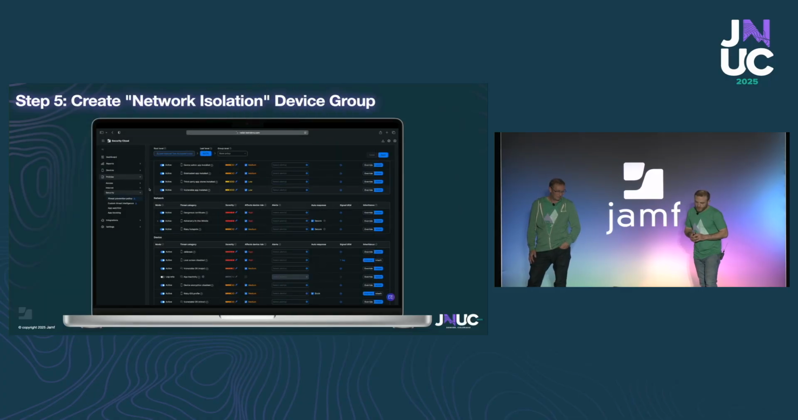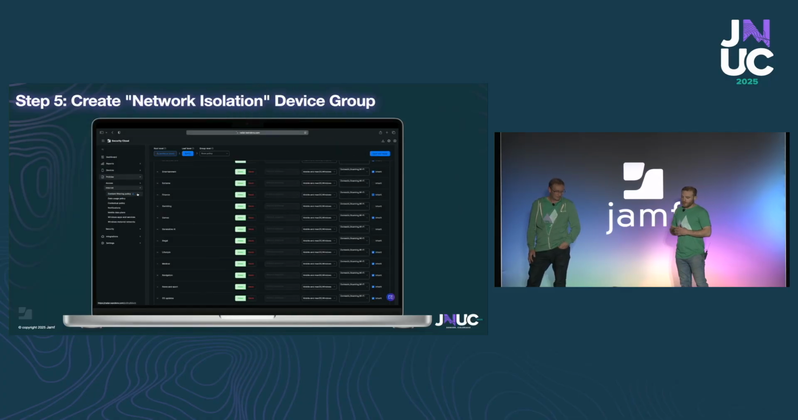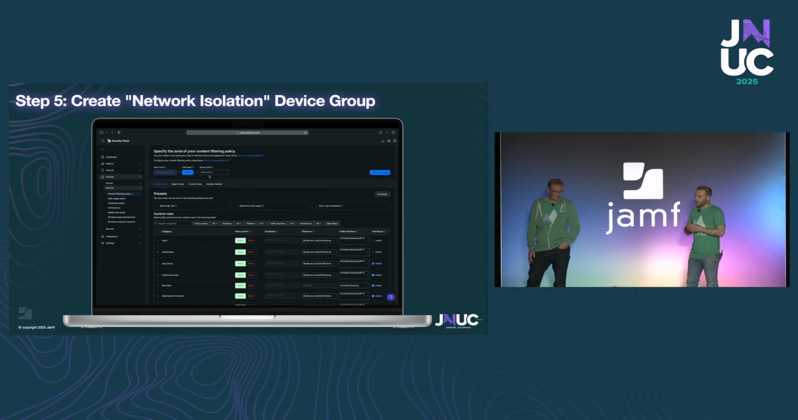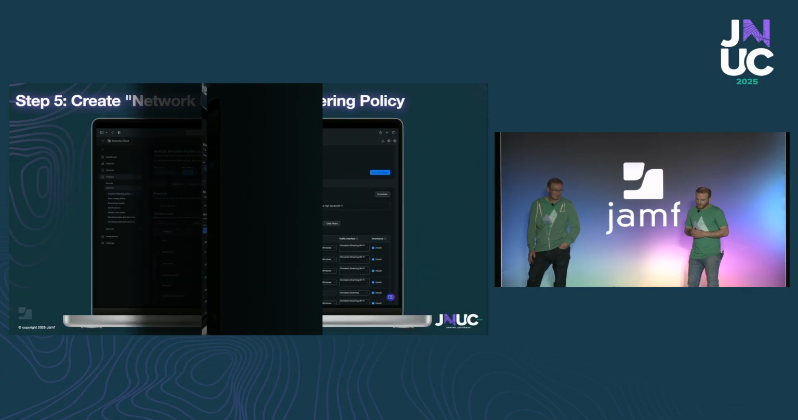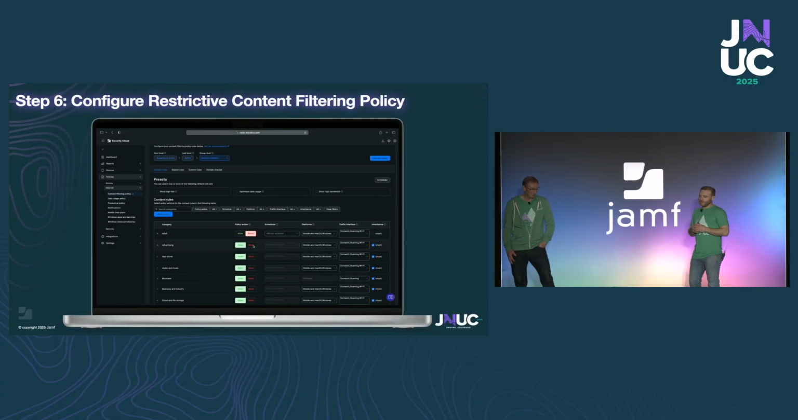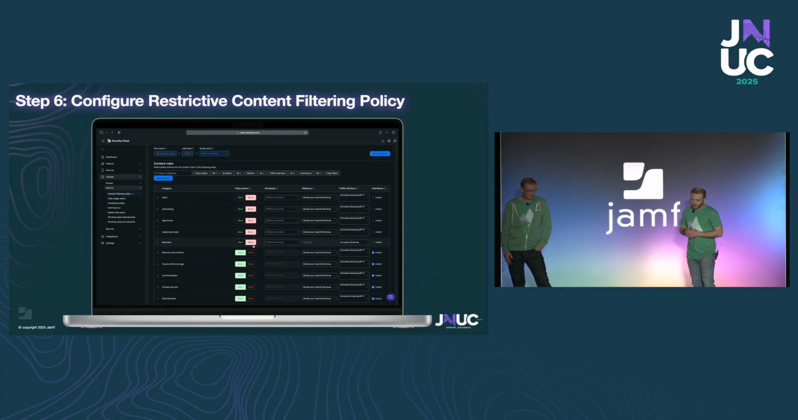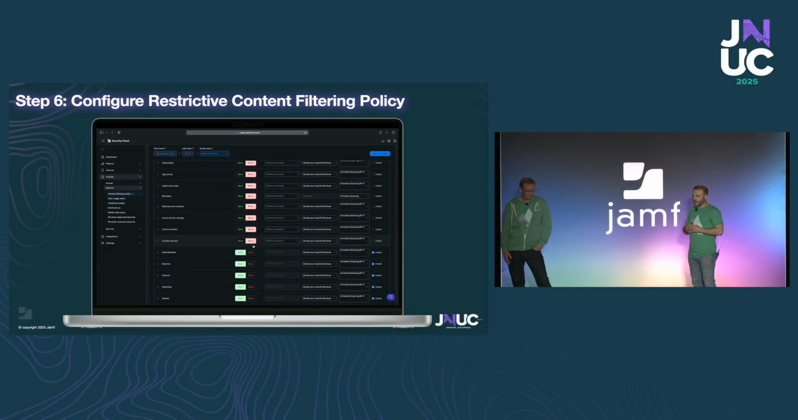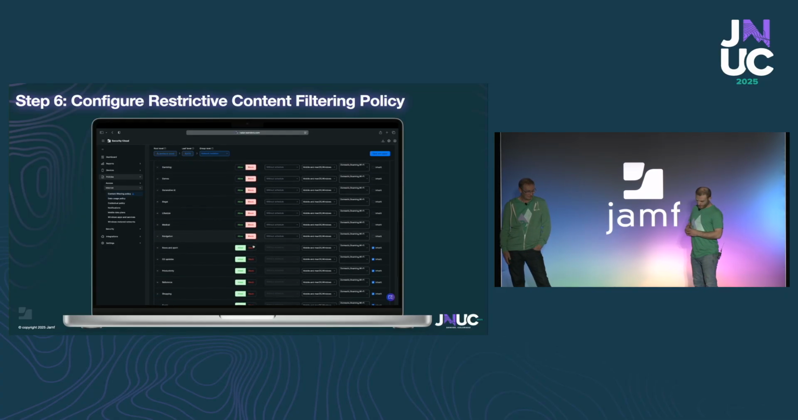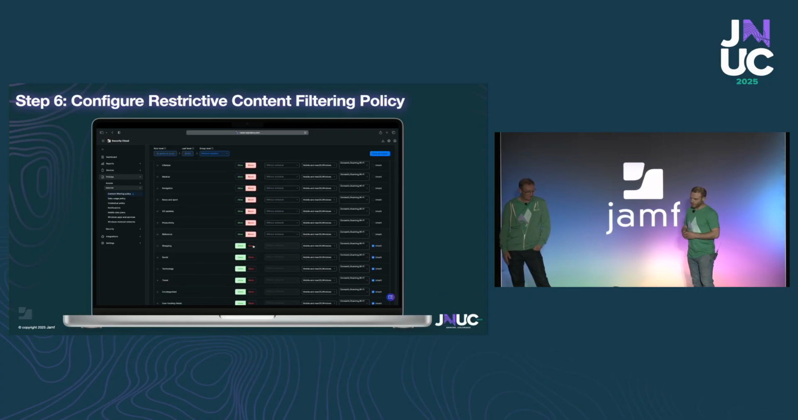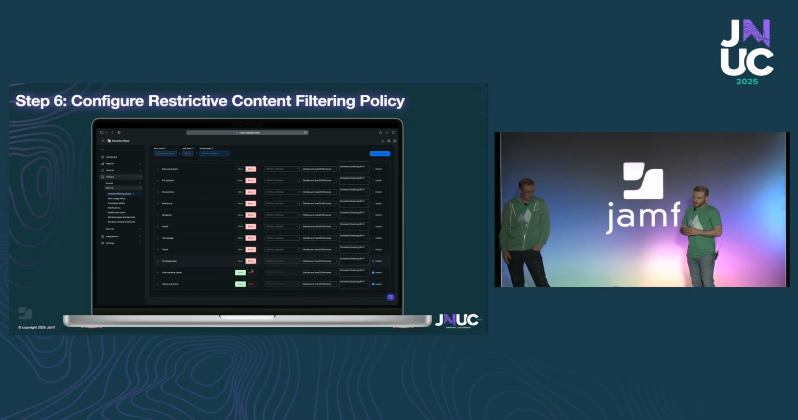In step 5, we create a device group in the Jamf Security Cloud portal named Network Isolation, just as we did in our Mac workflow. Using our newly created Network Isolation device group, we'll create a new content filtering policy by setting every content category as block, similar to our Mac workflow. This way, when we're all done, all traffic will be restricted on the device.